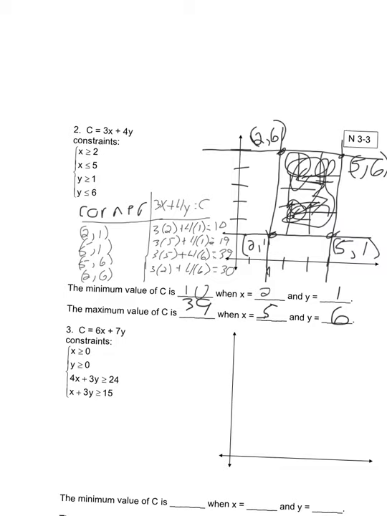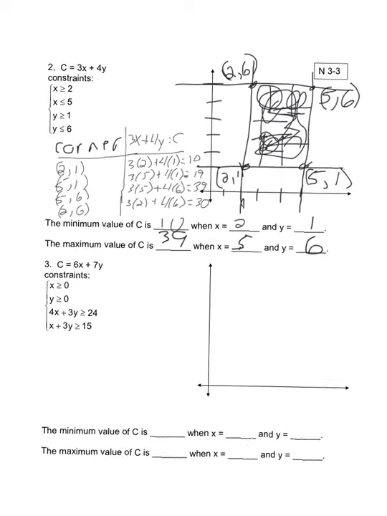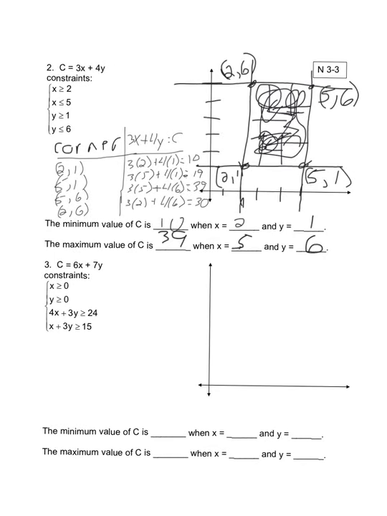Okay, number 3. Let me go ahead and zoom out a little bit. Number 3 has the constraints or restrictions of x is greater than or equal to 0. So that means that it is anything above x. Okay, y is greater than or equal to 0, so anything this direction. That's where my y's are greater.